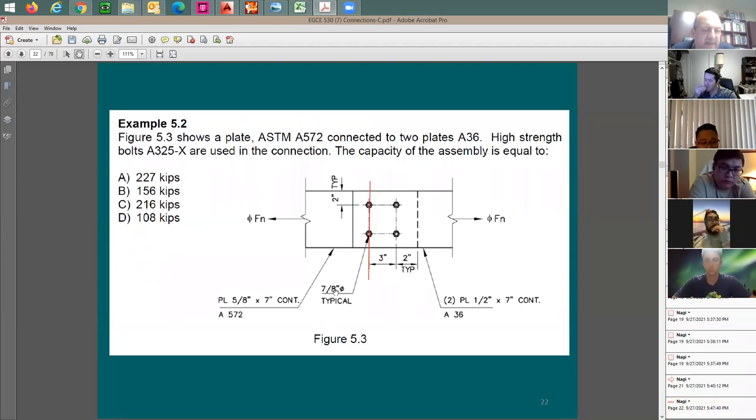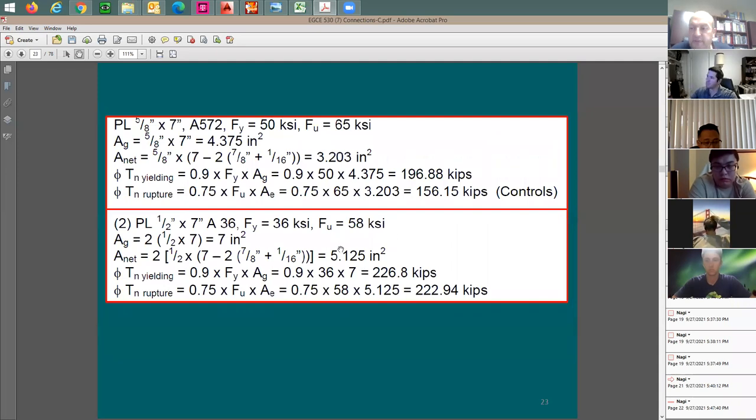The bolt size is 7/8. How about the hole size? For the hole size, you need to add 1/16 inch. So you can either go back to the table for the standard hole size, or you can just add 1/16 inch. So I'm going to have here 7 inches, subtracting 2 hole diameters, multiplied by the plate thickness, the 5/8 inch.